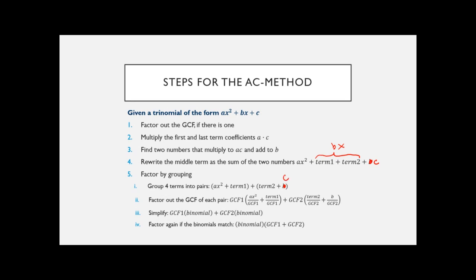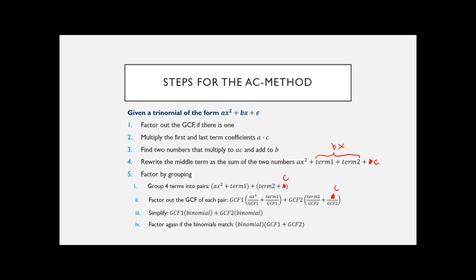I'm copying down. I did a lot of copy and pasting, so I missed the c, kept writing it as b. So we're splitting this bx into two pieces. It's still equal to what it was, but we're doing this specifically so we can factor by grouping.